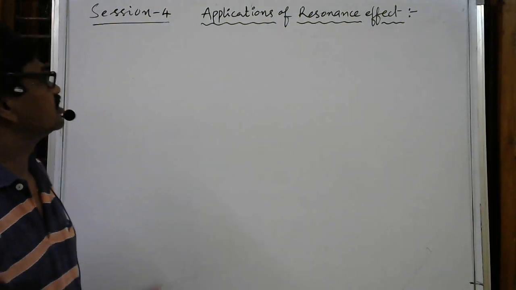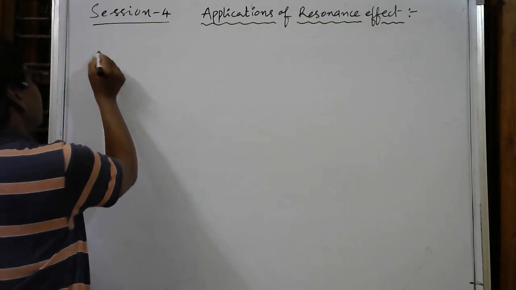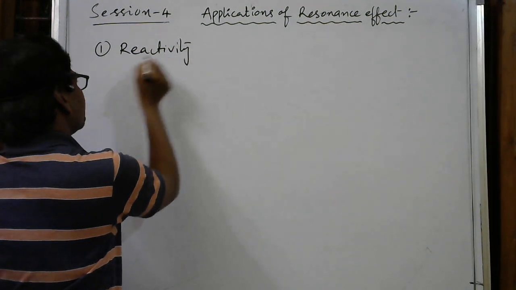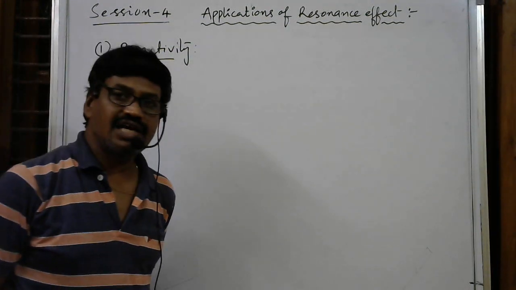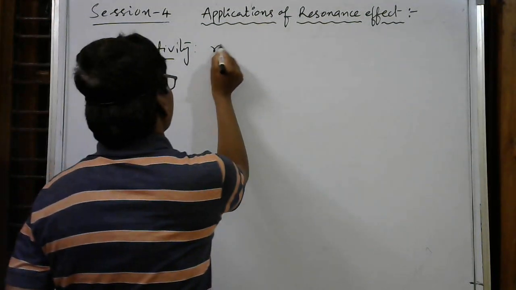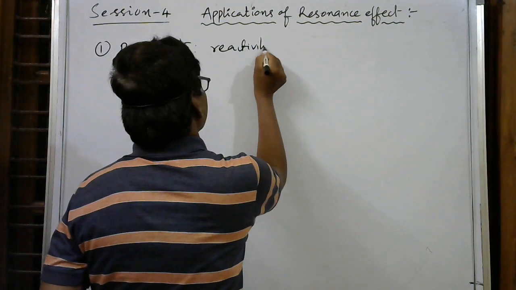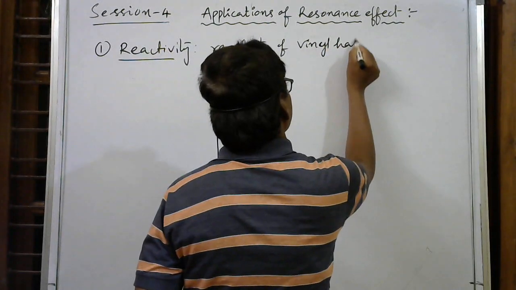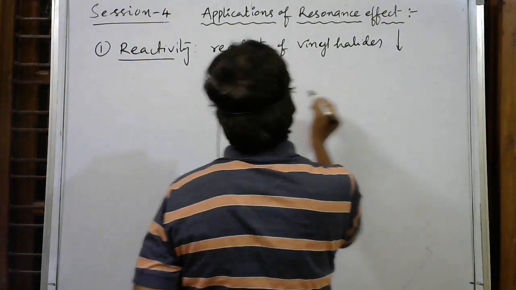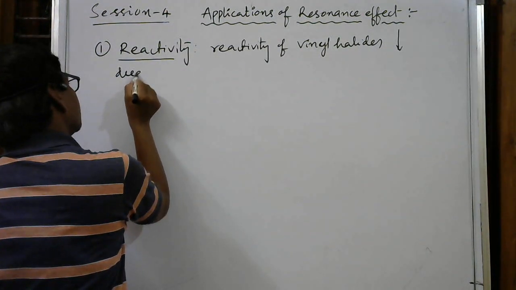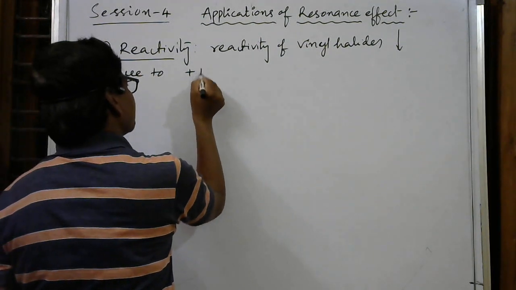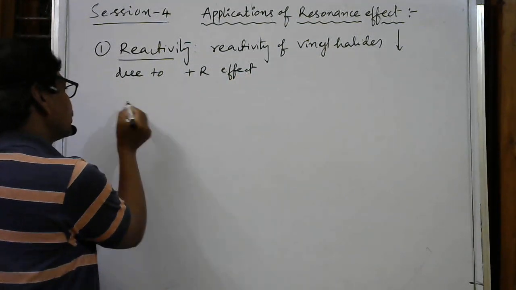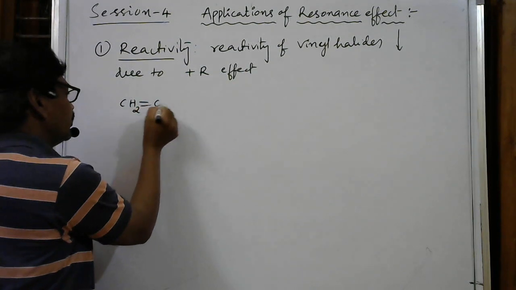Please watch that. So in applications of resonance effect, the first one is reactivity. Here the reactivity of vinyl halides decreases due to resonance, plus R effect, otherwise plus M effect. Why it is so, see here I am giving the explanation. CH2 double bond CHCl.